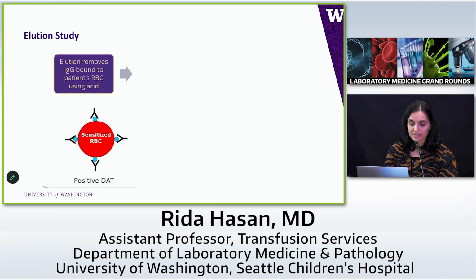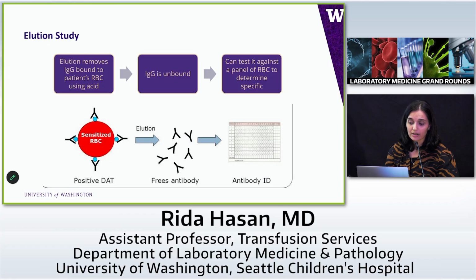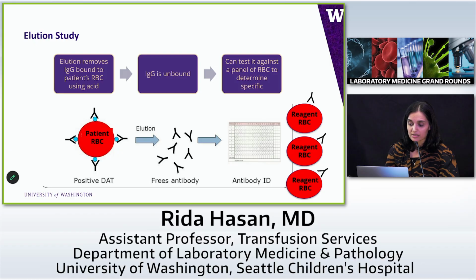And the way that we determine the specificity is that we'll do an elution. So here we have a patient with a positive DAT. What we do is we remove the bound IgGs, and we unbind them. And what this does is it gives us more room to figure out the specificity by choosing which red cells we want to have the reaction against. So we'll pick a panel of red cells that I know what they express, and I'll decide based on where the antibodies are binding and not binding what the reactivity is against. And you could see either the antibody could bind to all of my reagent red cells, it could bind to maybe one of them, it could bind to none of them. Those are the different clinical scenarios.